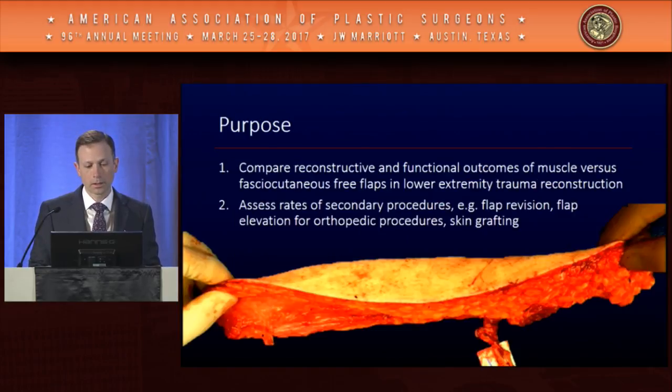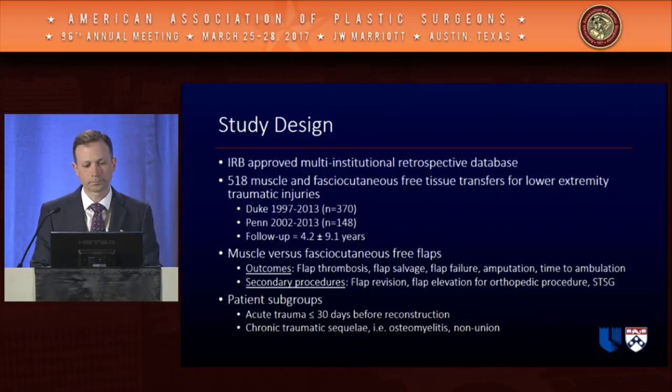So the purpose of this study really was to compare the reconstructive and functional outcomes of muscle versus fasciocutaneous flaps in our lower extremity trauma population, and importantly assess the rate of secondary procedures that are common to these patients, such as flap revision, flap elevation for orthopedic secondary procedures, and the need for secondary skin grafting as well.